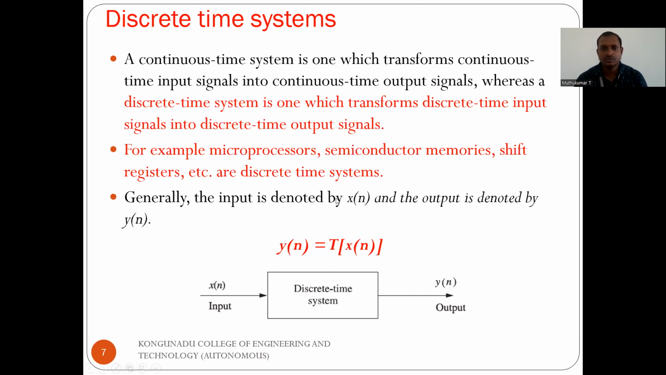For example, microprocessors, semiconductor memories, shift registers, etc. are discrete time systems. So this is a block diagram. Here the input is x of n, the output is y of n. So y of n is equal to the transfer function of x of n. This is the output of the discrete time system.